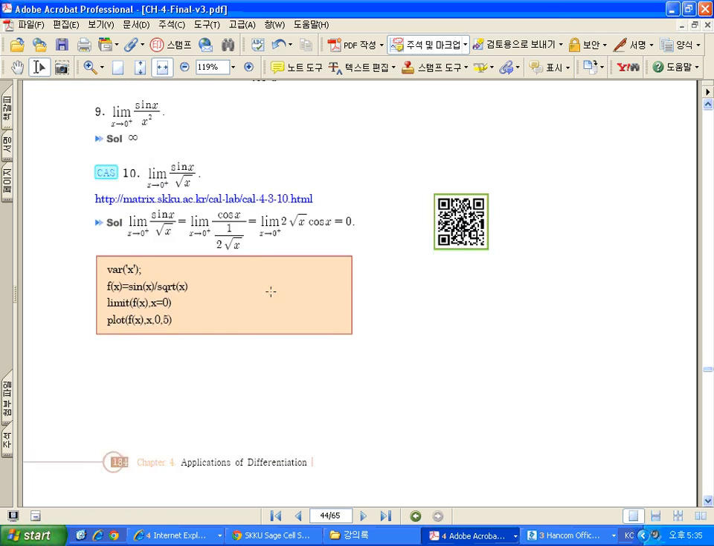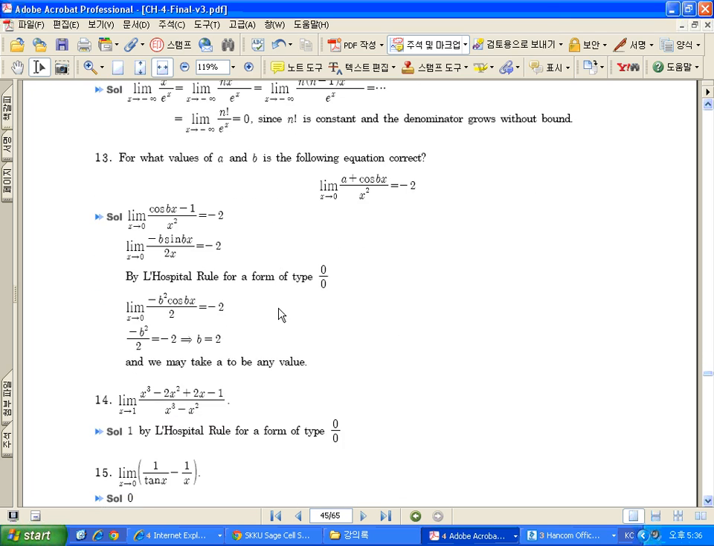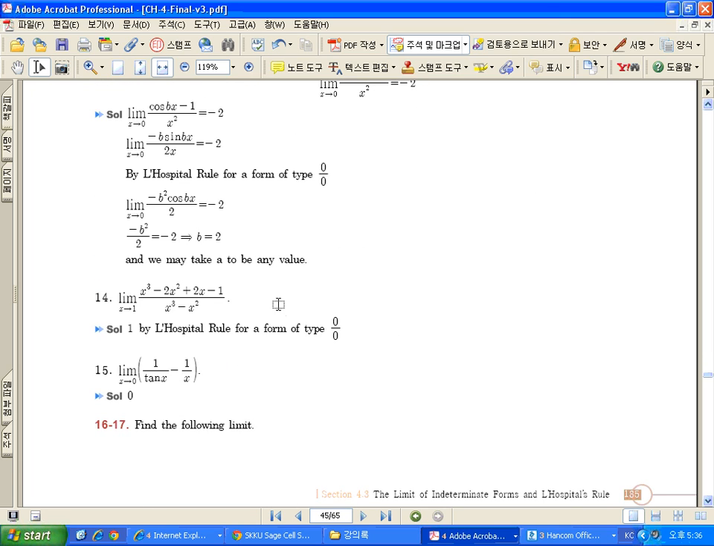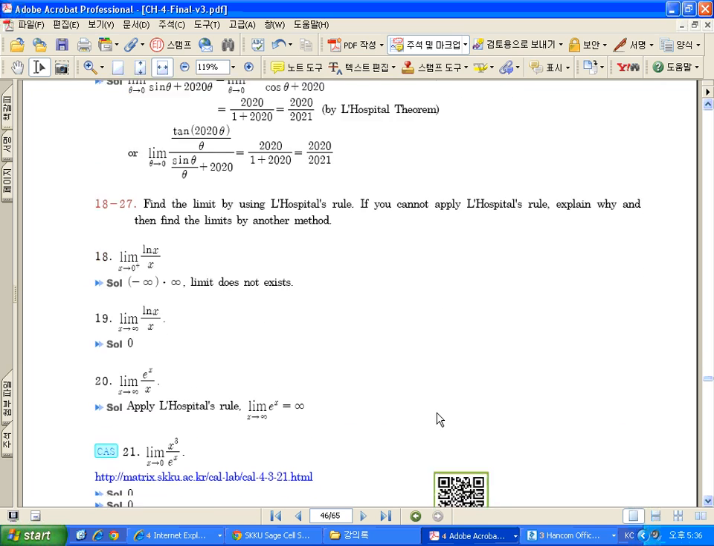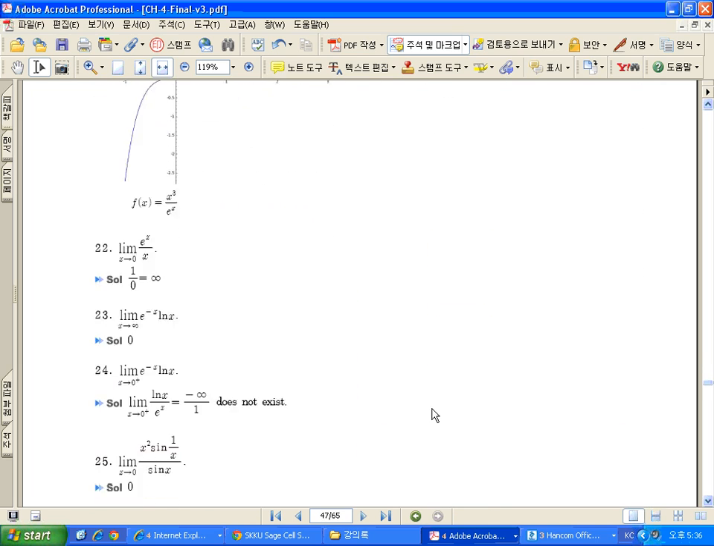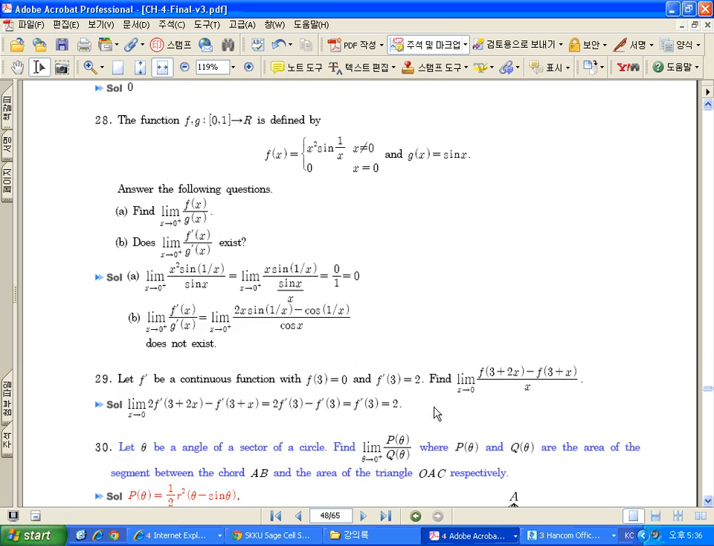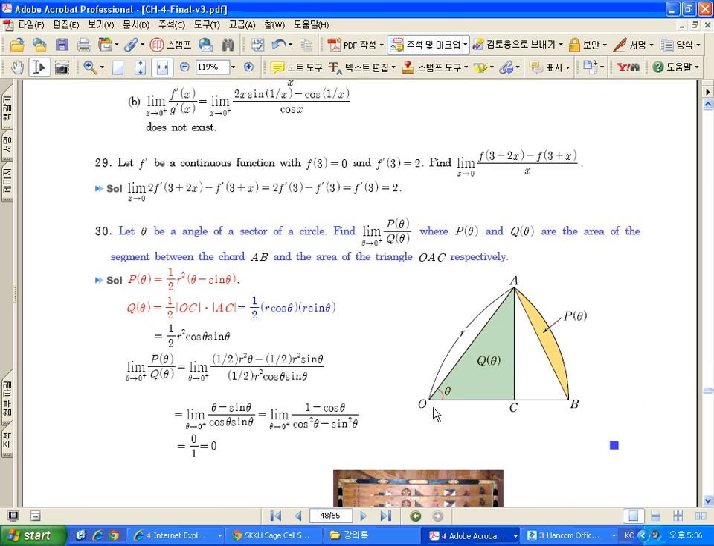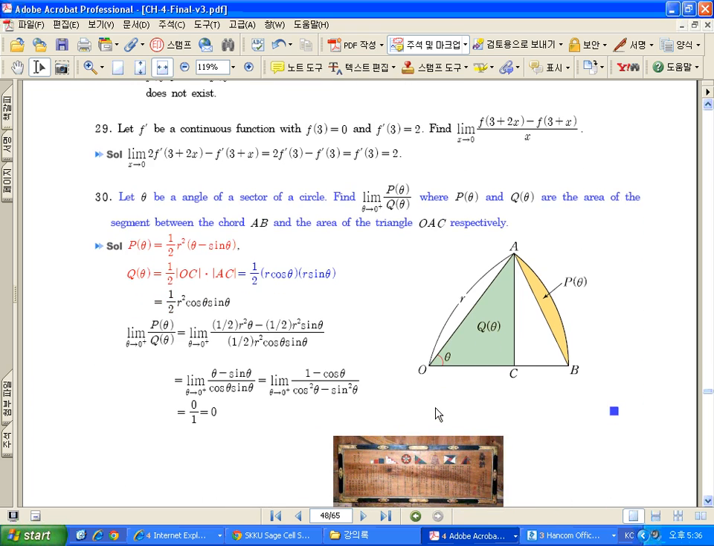You just try whatever you do, and you share some of the things that you have done through the BBS, and then you submit it at the end of each month. I think that will wrap up section 4.3, which is the limit, the L'Hopital's rules.